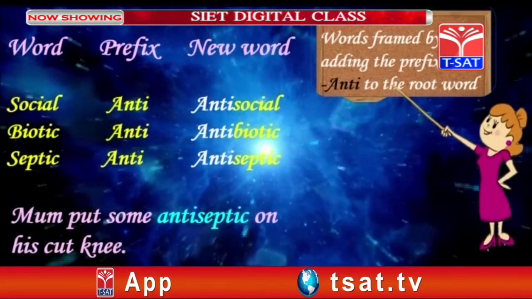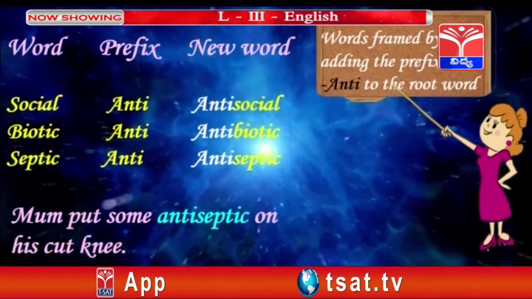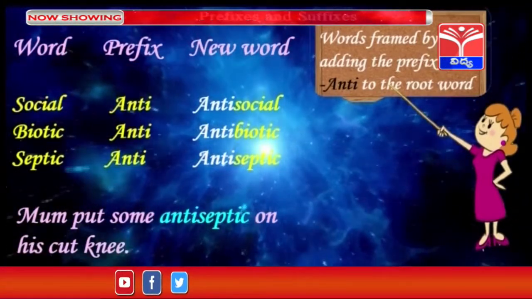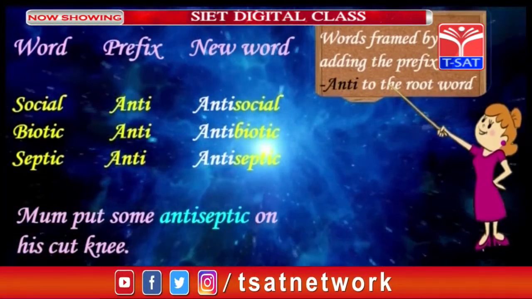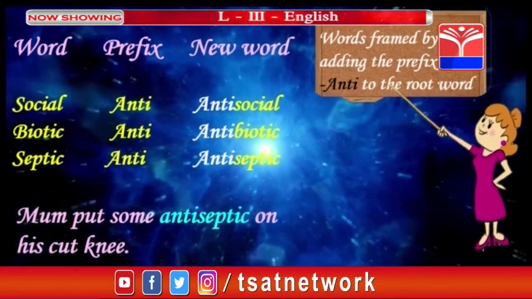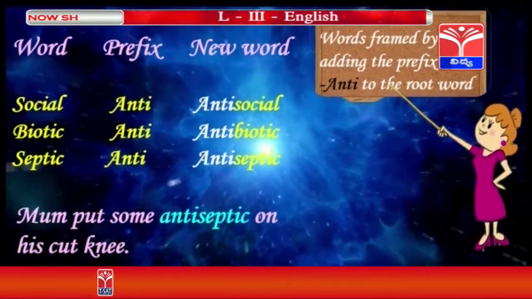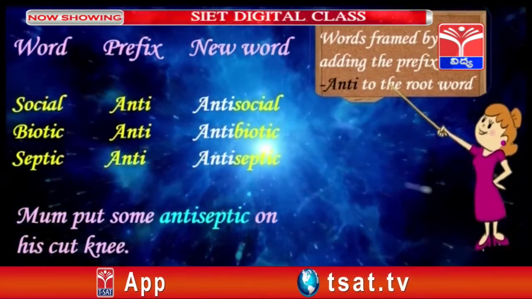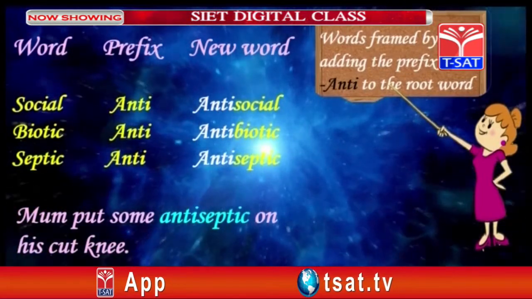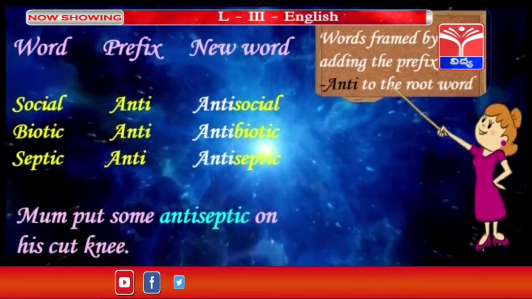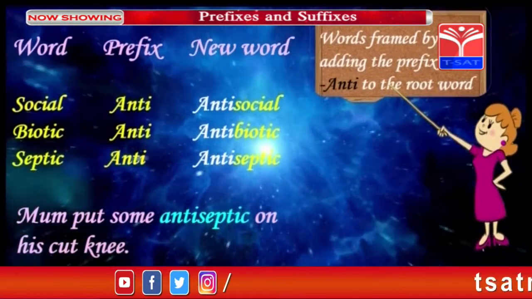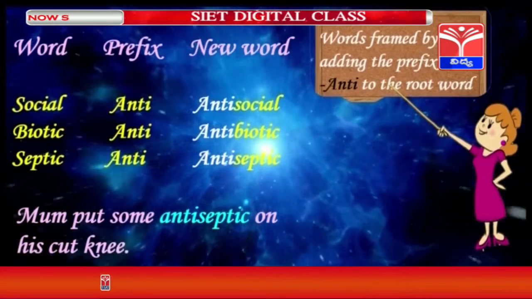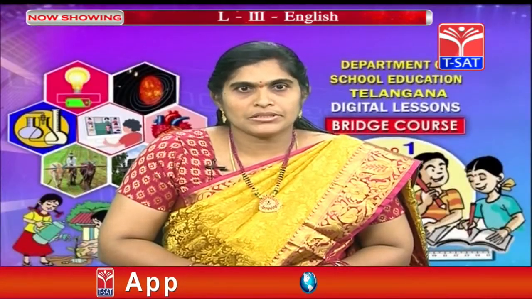Another example, children. Words framed by adding the prefix anti to the root word. The word social, by adding the prefix anti, the new word becomes antisocial, which comes in a negative way. In the same manner, biotic, antibiotic, septic, antiseptic. Mom put some antiseptic on his cut knee. Here is our next example, children.